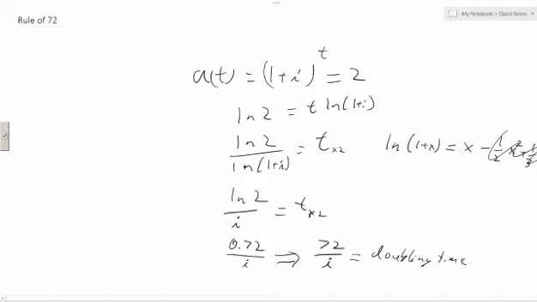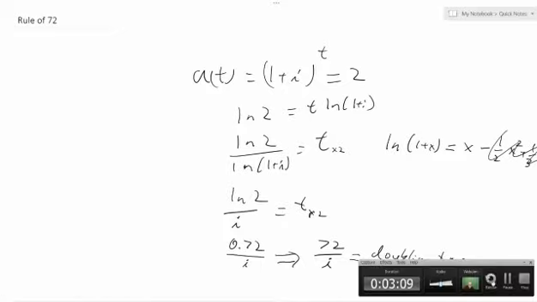So our doubling time is 72 divided by our interest rate, where our interest rate is expressed as a whole number. So that means if you're getting 10% return, you should expect to double your money in about 7.2 years. If it's a regular savings account, so you're getting 0.25%, 72 divided by 0.25 would mean that with this bank account, you'd have to wait 288 years to double your money.